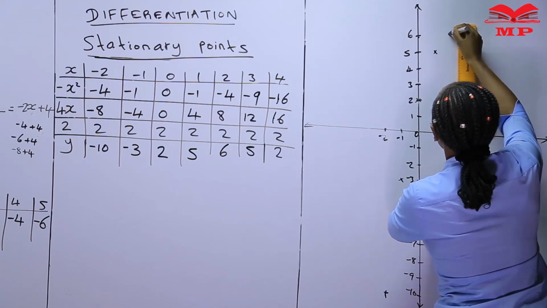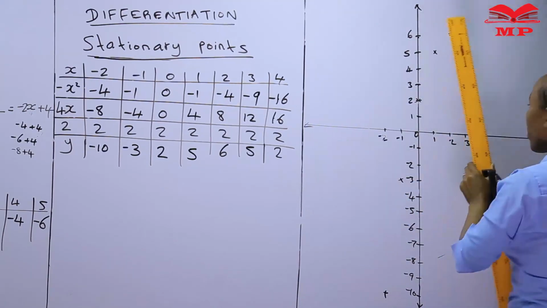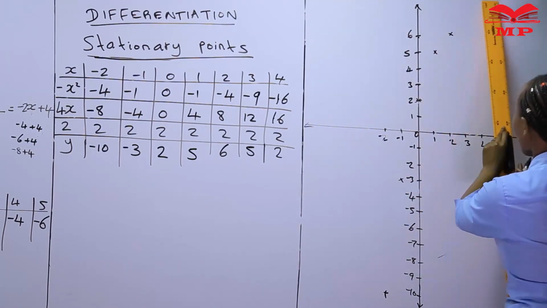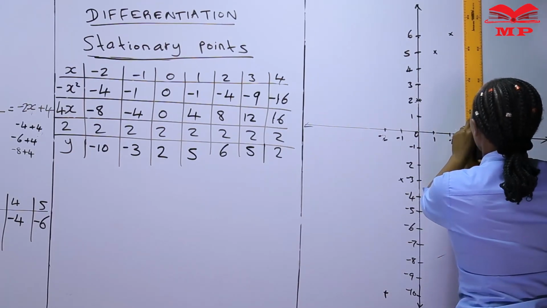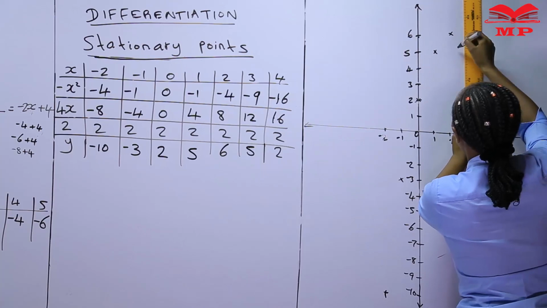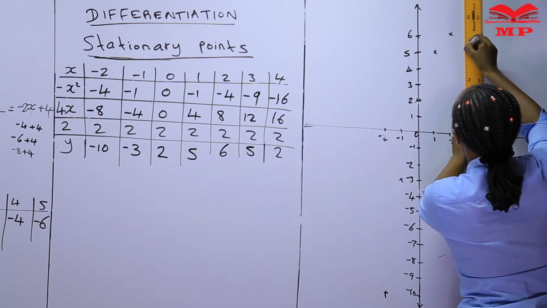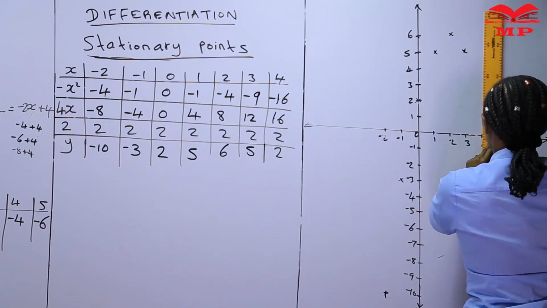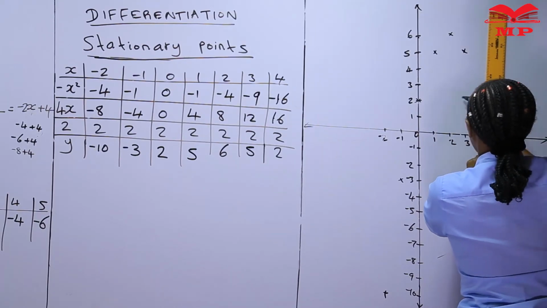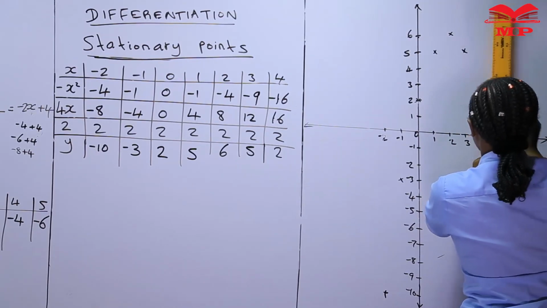Our (2, 6) is there. Then we have our (3, 5). Our 5 is here, so this is the point. Then we have (4, 2). Our 2 is somewhere there.